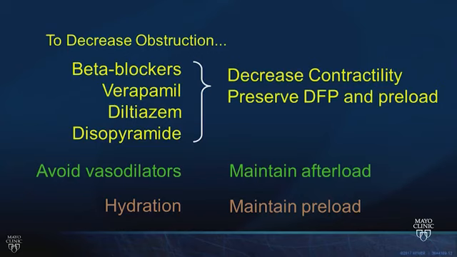Avoiding vasodilators: many patients with mild hypertension are put on an ACE inhibitor or something like that that's a pure vasodilator. That makes their outflow tract obstruction worse. I've taken patients from class 3 to class 1 simply by stopping a low-dose ACE inhibitor because you get rid of that pure vasodilator effect.